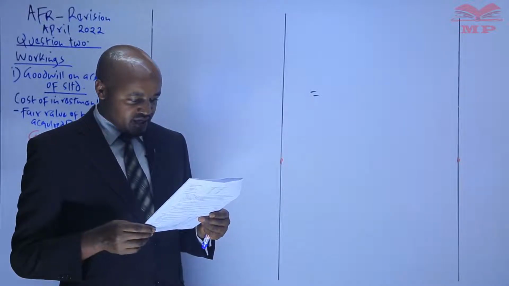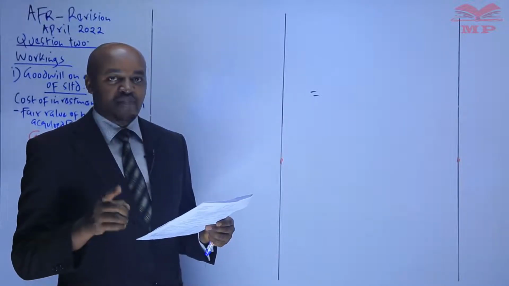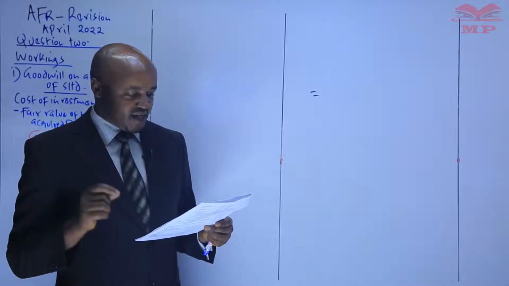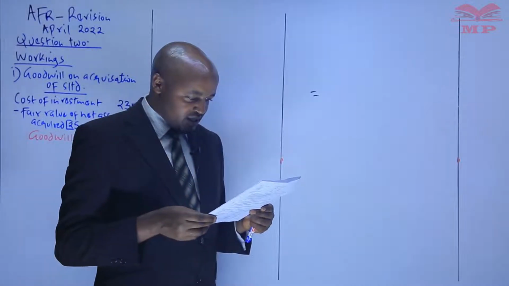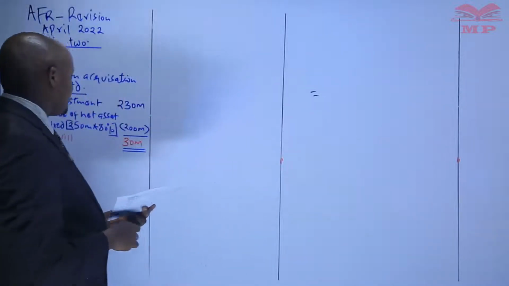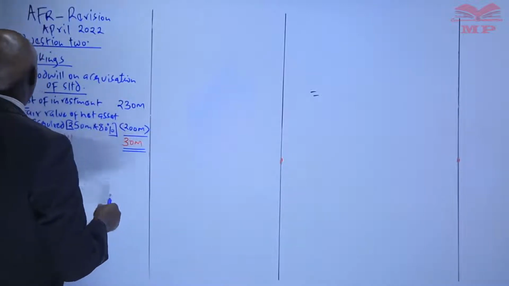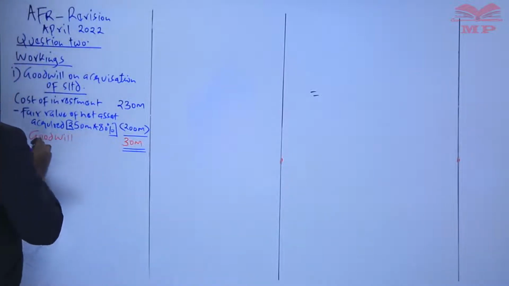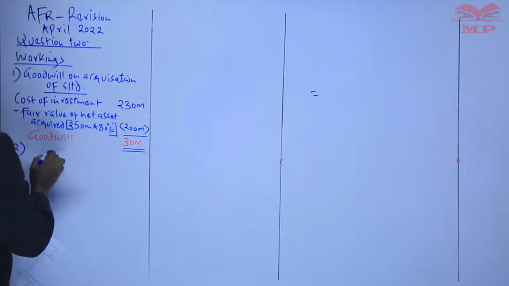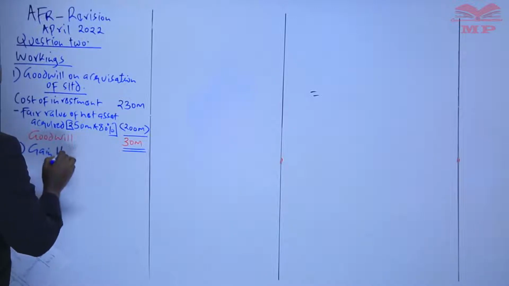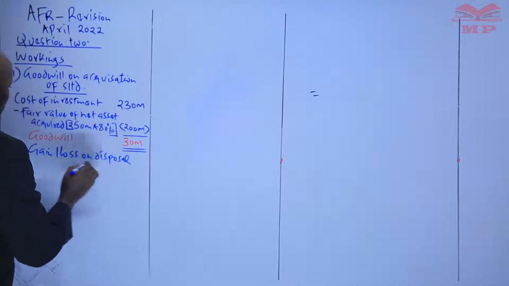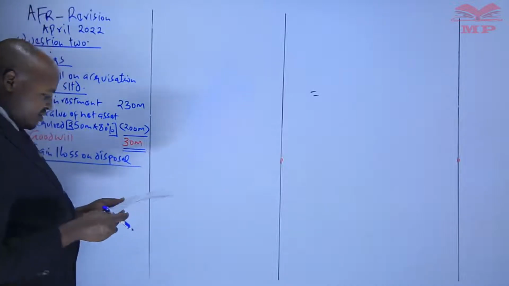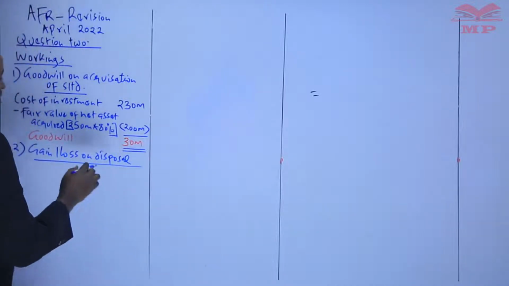And having computed that goodwill, I think we can now go back to note number 1, and we now compute the gain or loss on disposal of this particular subsidiary, which is S Limited. So therefore, let's compute that gain or loss on disposal of this subsidiary. How do we compute this particular gain or loss on disposal?